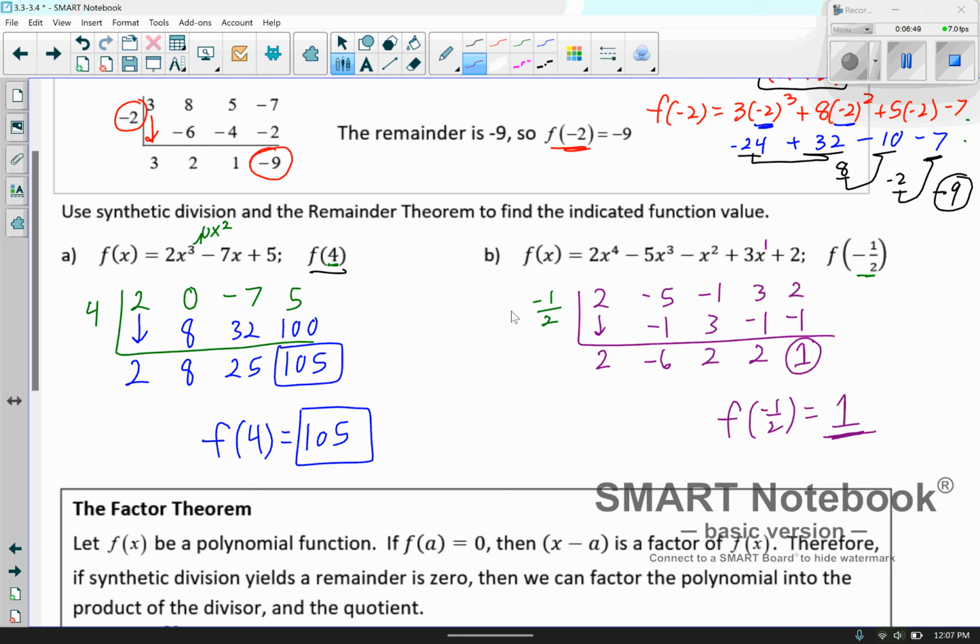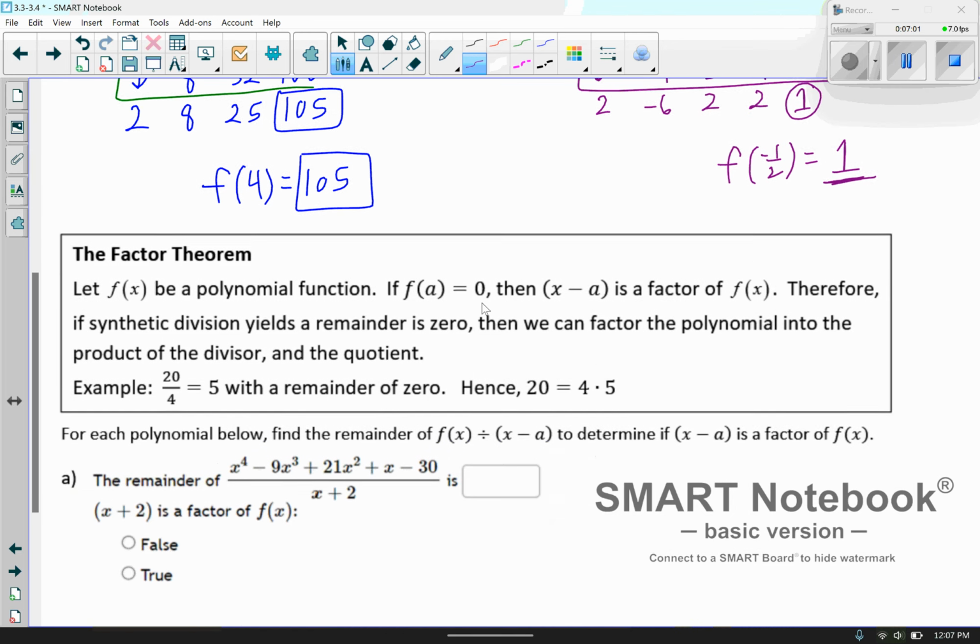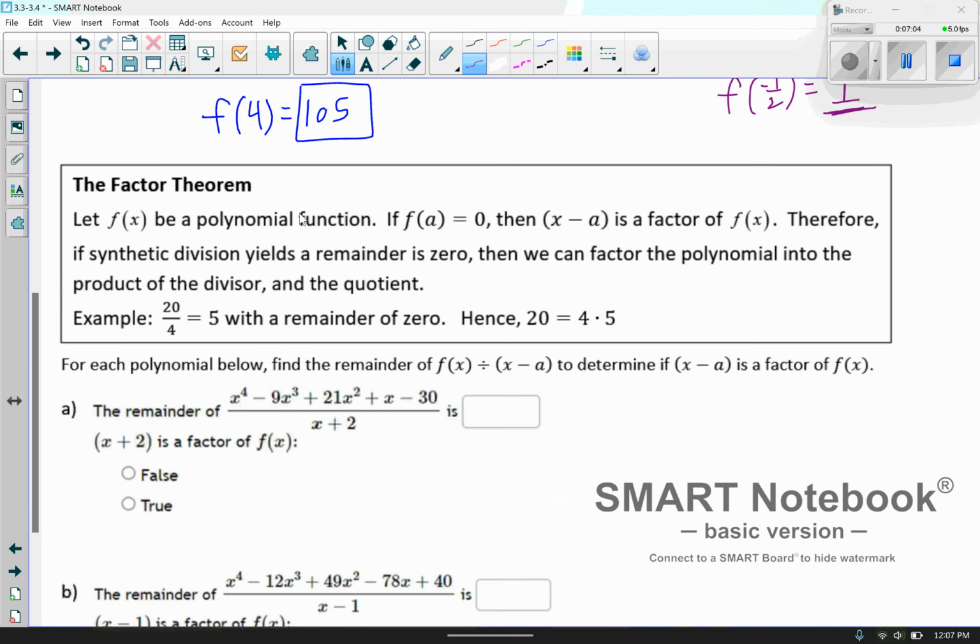All right, so that's the remainder theorem. It gives you a little idea of what that remainder represents, and that kind of leads us to our next thing that we're going to look at, which is going to be the factor theorem. So the factor theorem: if we let f of x be a polynomial function, if f of a, the value that you're evaluating the function at, is equal to 0, then that would mean that x minus a is a factor of the function f of x, okay? And so it will probably make a little bit more sense once we actually use a real example with numbers.